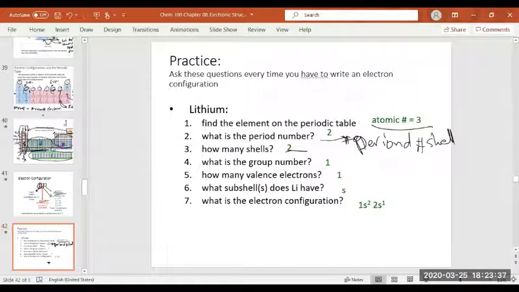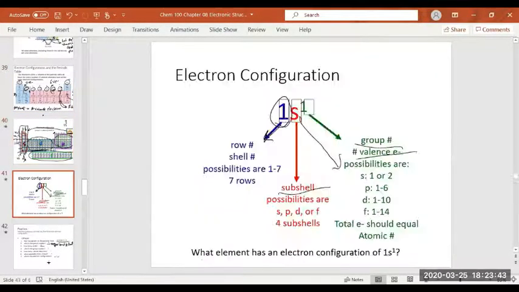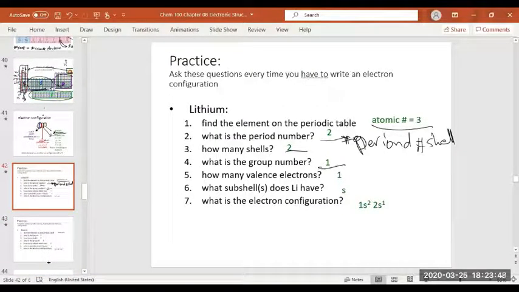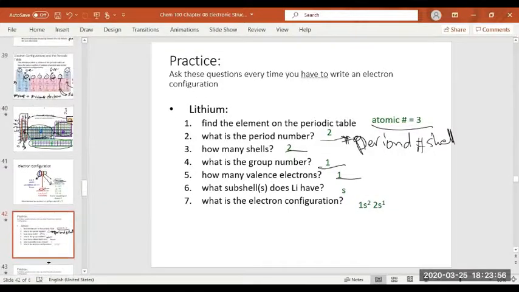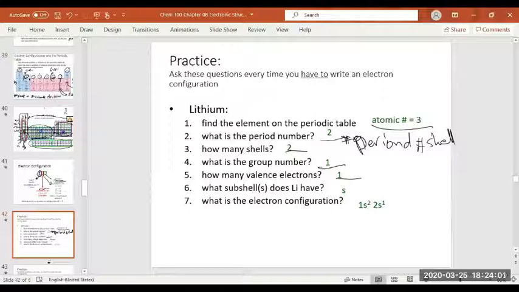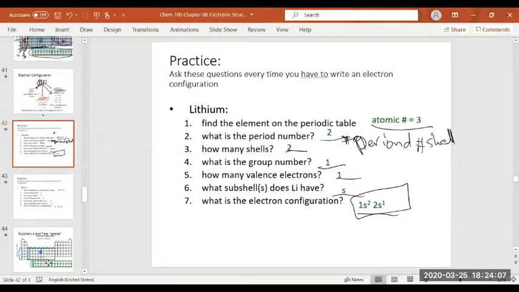What is the group number? Go back to lithium. It is in group 1. How many valence electrons? The number of valence electrons equals the number of the group, so it will also be 1. What subshell does lithium have? It has S, so it will be S. What is the electron configuration? 1s2, 2s1. This is the type of question that we could have.